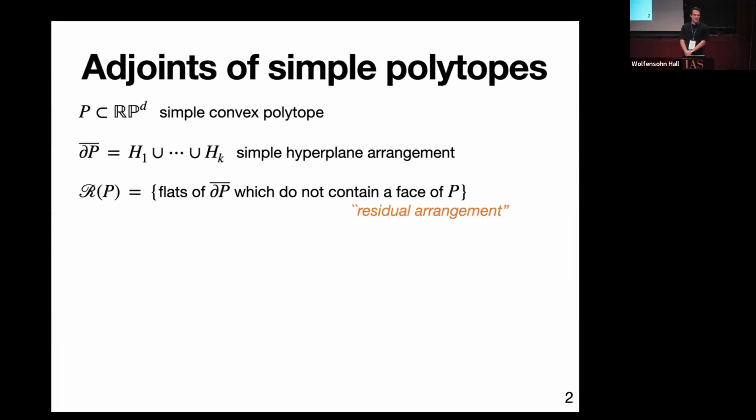Okay, so I'll start by talking about adjoints of simple polytopes. P is a simple convex polytope in d-dimensional real projective space. Simple means that every vertex is contained in exactly d facets. And I'll make a slightly stronger assumption. I'd like the arrangement of hyperplanes that I get from the facet hyperplanes of P to be simple. You can think in the language of this conference, this is a uniform matroid. So I'd like that no d plus 1 of these facet hyperplanes meet.